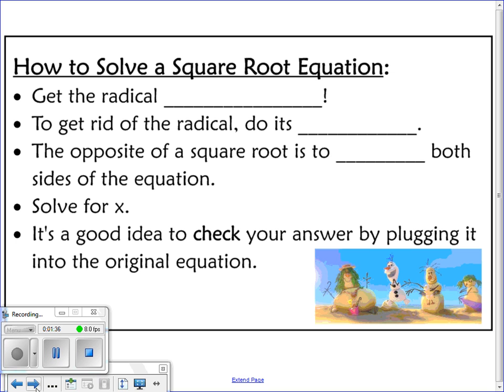All right, so how do you solve something like this? Get the radical alone. Get the radical by itself. That's the first thing you need to do: you want to isolate that radical. Get everything else, all the extra stuff, away from it. And then to get rid of the radical, do its opposite.